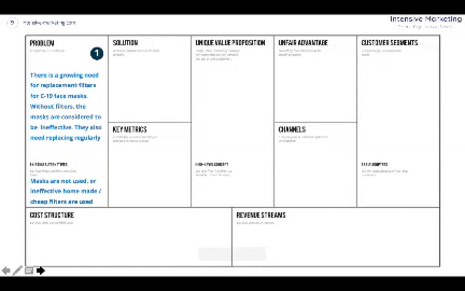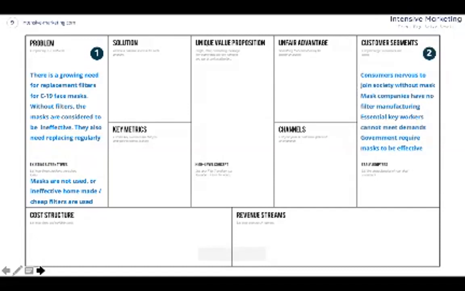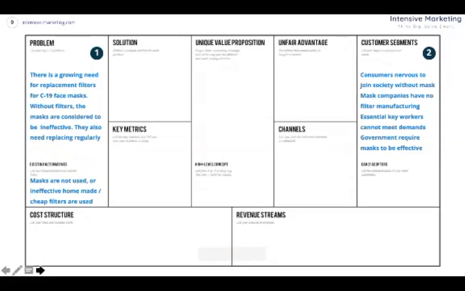So actually the pain point really, if you were to drill into this, is a high risk of infection. And then we think about, well, who are the customers? Well, you've got consumers who can be nervous. You may have mask companies that have got a great mask, but no filter capability. You've got key workers that can't meet the demands. And you may have governments that want the mask to be effective so they have confidence to bring people back into society. And again, mask companies could be our early adopters here, because they've got the channel to market and they're selling maybe cloth or copper infused masks, and there's a whole load of stuff that's out there.